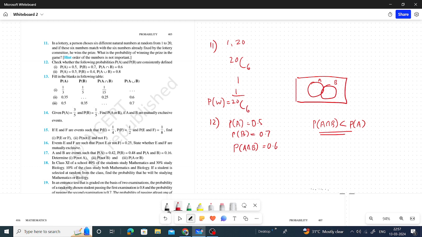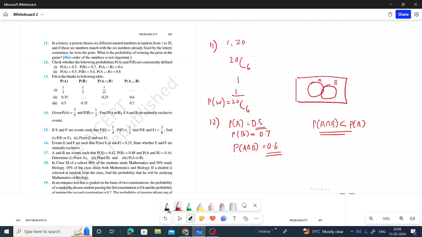Is it true in this case? Probability of A intersection B is 0.6 and probability of A is 0.5. That is wrong. Therefore it is not consistently defined. It is not correctly defined. That is the meaning. And in the second case, see what is given. Probability of A is given, probability of B is given, probability of A union B is given.